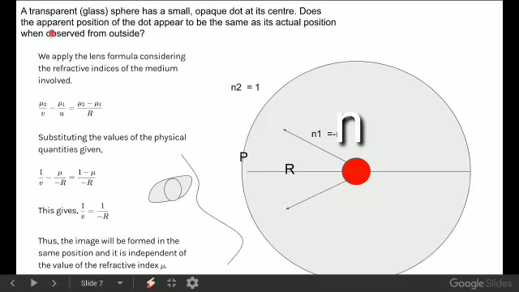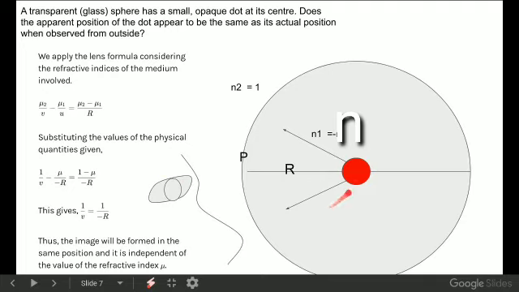Okay, let's move on. A transparent glass sphere has a small opaque dot, a non-transparent dot, at its center. Does the apparent position of the dot appear to be the same as its actual position when observed from outside? So let's consider that an observer is actually observing this dot, which is located at the center of this transparent sphere. So how does it appear? Does it appear closer than its actual distance? Does it appear farther than its actual distance?